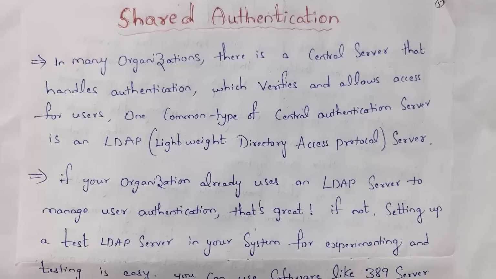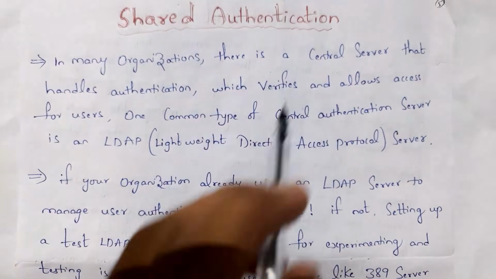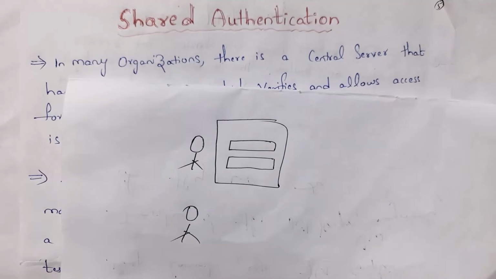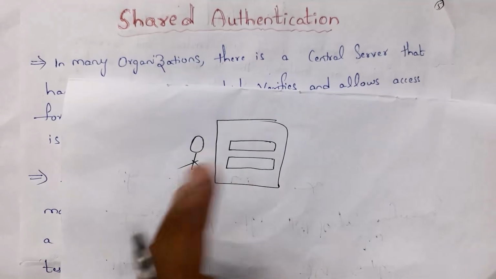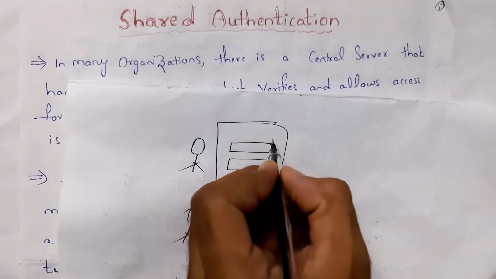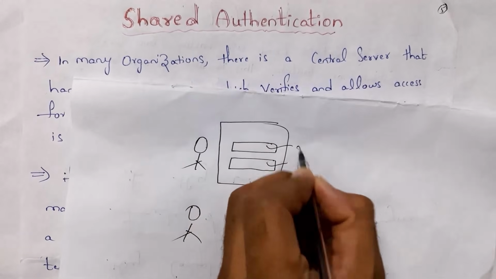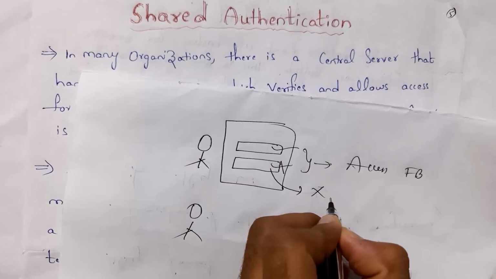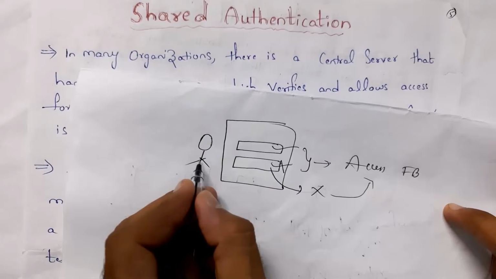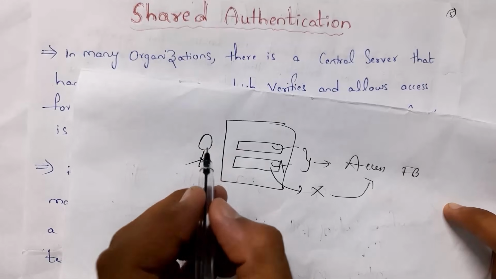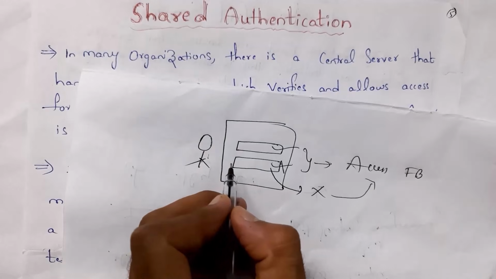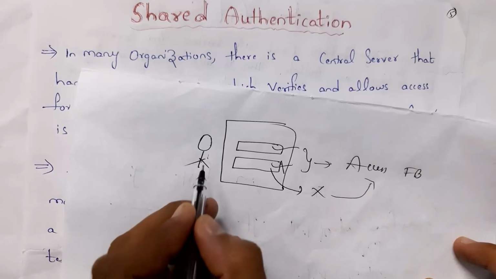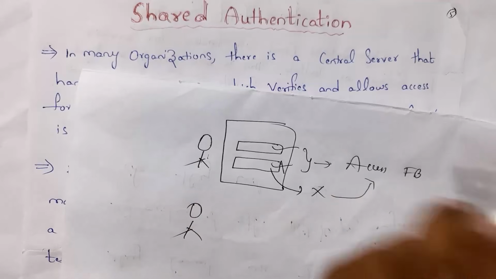Guys, the next topic is shared authentication. Authentication is nothing but verifying a user. I'll give one simple example. For example, I'm a user and I want to use Facebook. Only if I enter the correct username and correct password can I access Facebook. What if I enter a wrong password? I cannot access Facebook. So authentication is nothing but verifying whether this is the correct user or a wrong user. If he is the correct user, he can access the website, and if he is the wrong user, he cannot.